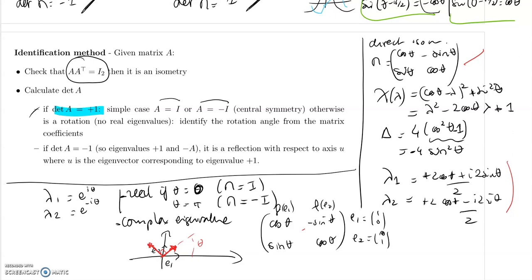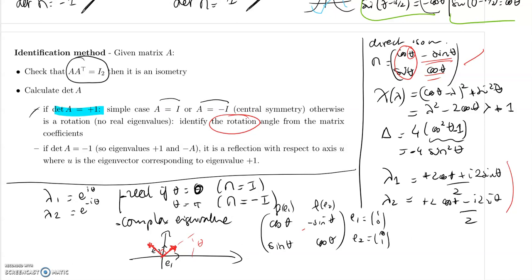So what have we done here? We've really performed a rotation of angle theta. When we've got a direct isometry in R2 that is not the trivial I or minus I, that corresponds to a rotation. And how can we find the corresponding rotation angle? Well, simply by identifying what theta corresponds to the values that we have here. All right, so that was the direct case.